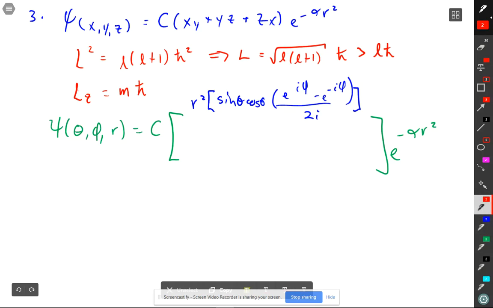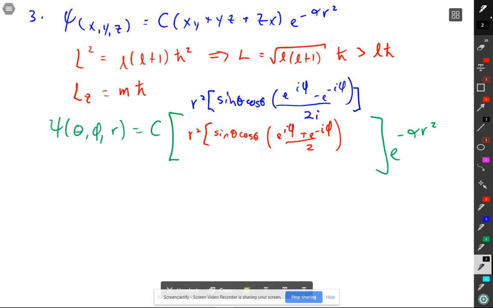That's xz. Now yz. So yz is going to again have r squared, and then we have sine theta, cosine theta again. But now we have e to the i phi plus e to the minus i phi over 2. And finally, doing zx. Hey, we didn't have any x. Oh, I did xz wrong. I did xz first.